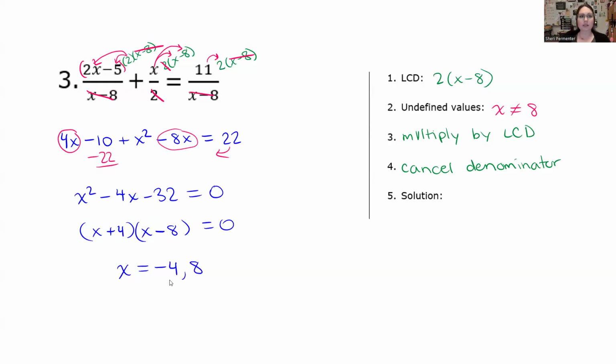So are any of these on the undefined values list? 8. So 8 is called an extraneous solution. 8 is considered an extraneous solution. Extraneous just means extra. It doesn't work. So my only solution is negative 4.